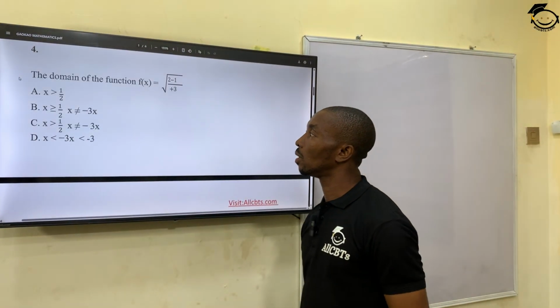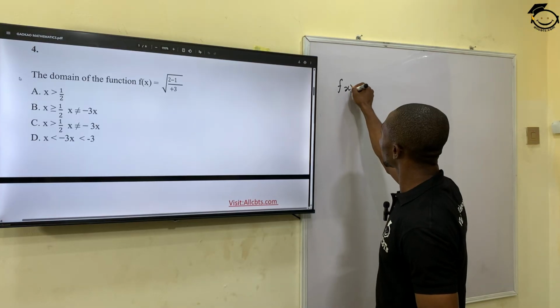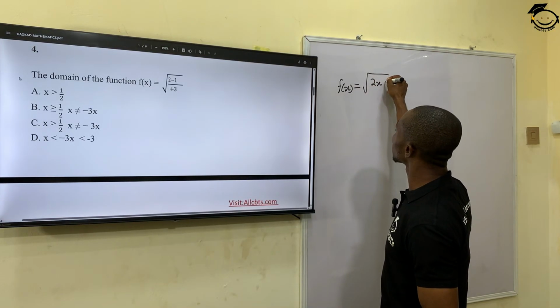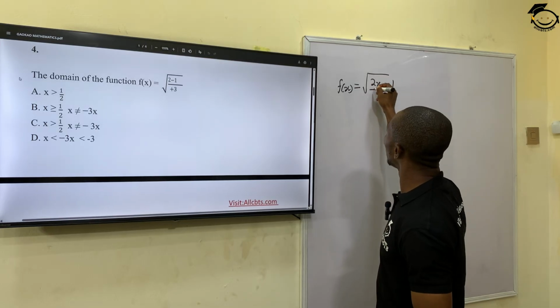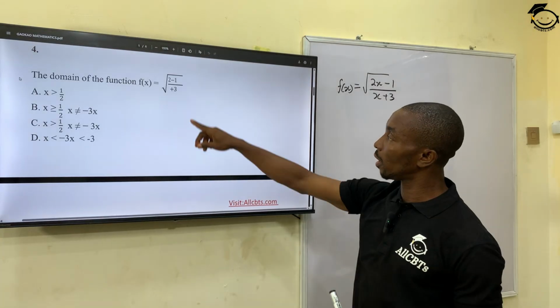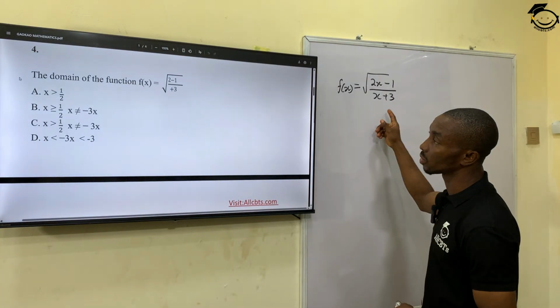The domain of the function f(x) equals root of 2x minus 1 all over x plus 3. Sorry, there's a typo here. This should be 2x minus 1 over x plus 3.